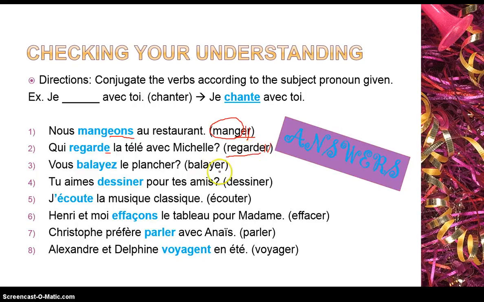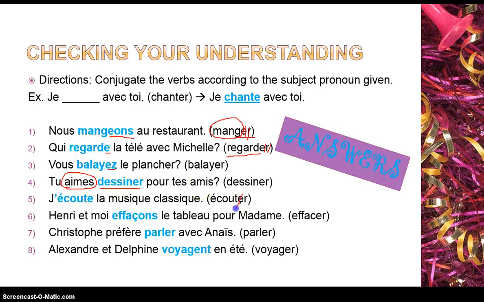Balayer, it is a yer verb, however, it's the vous form. So the Y stays the same. All we did was add EZ. Tu aimes dessiner. We did not conjugate the verb. Why? Well, that's because we already conjugated the first verb, aimer. So, do you like to draw for your friends?